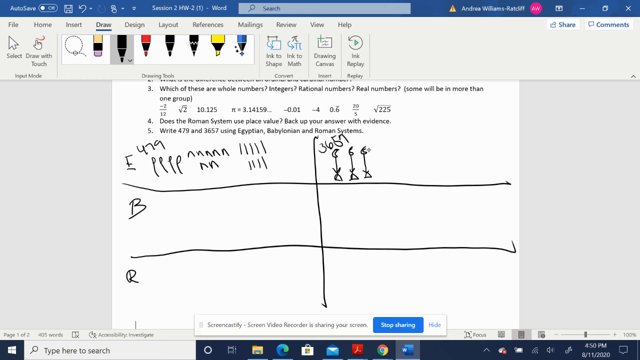And then I have 600. 1, 2, 3, 4, 5, 6. And then I have 50 and 7.